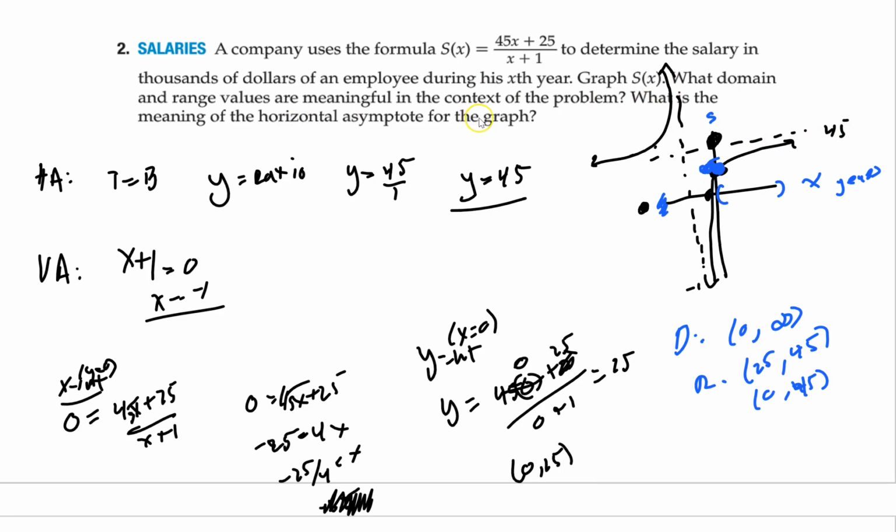What is the meaning of the horizontal asymptote in this graph? That's your top salary. They're not going to let you go past that. So that's your max salary right there. You hit a glass ceiling.